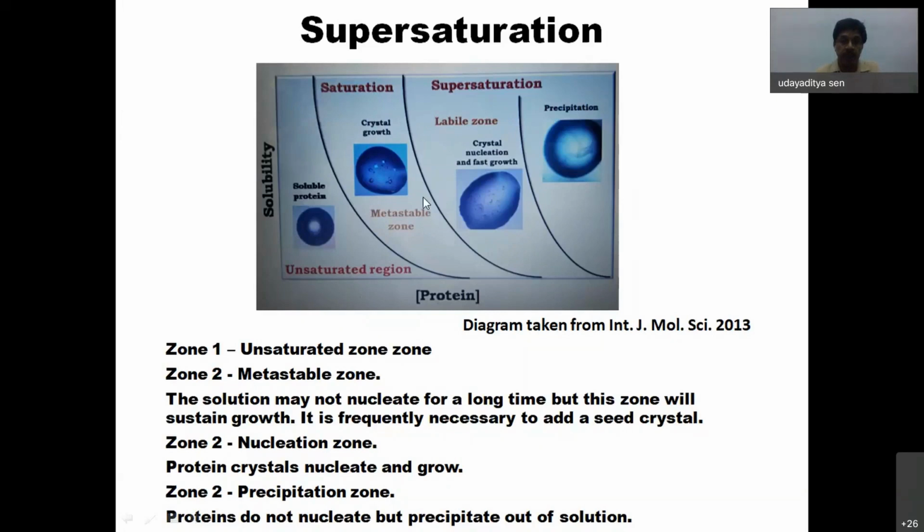In the metastable zone, the solution is supersaturated, but spontaneous crystal formation does not occur. But in the labile zone, spontaneous nucleation can occur. If you start with this and go there, the solution is supersaturated but no crystal. If you start from here and ultimately go to this region, at this level of supersaturation, you will get spontaneous crystals. But if your supersaturation goes very fast, and it goes from this region, you will get a precipitate. So we need to control this and get our crystallization.